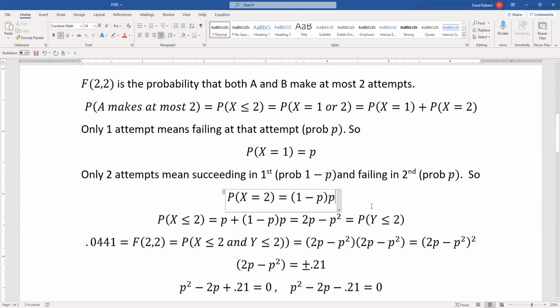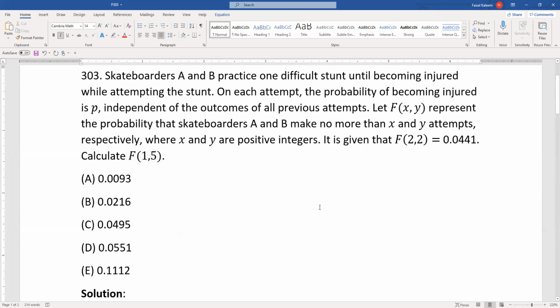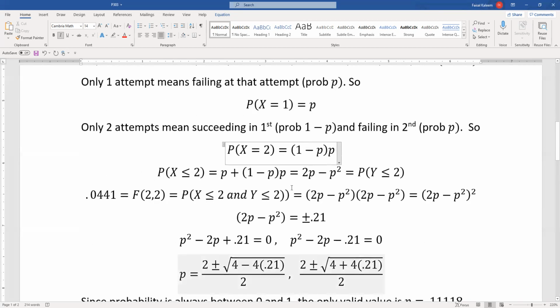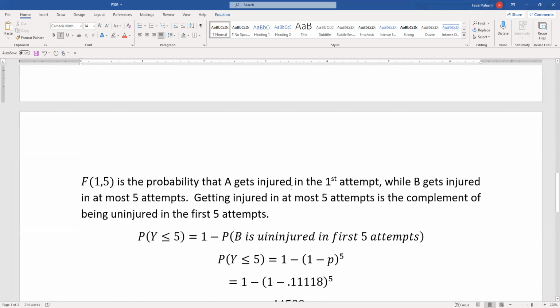So now we have to find f of 1,5. That means the probability that A makes at most 1 attempt, which means exactly 1 attempt, and B makes at most 5 attempts. So the 1 attempt is easy, but the at most 5 attempts is a bit tricky. So we have to realize that making at most 5 attempts means that you do get injured in at most 5 attempts, because you keep making attempts till you get injured.